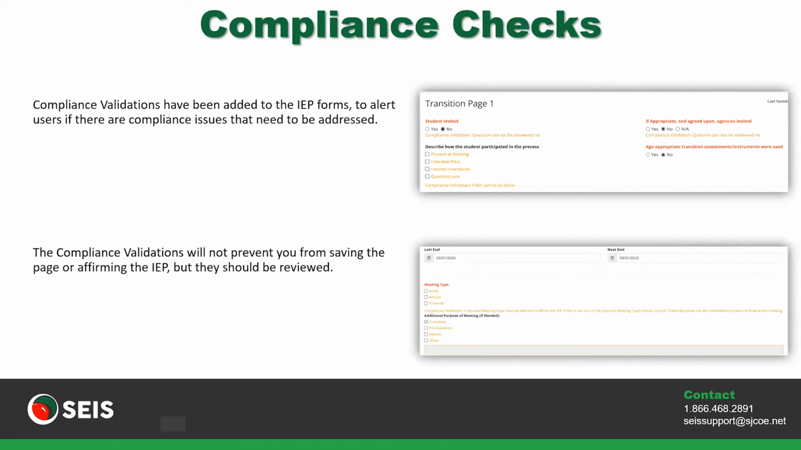Same as I said with the meeting type, that if for some reason you go to the future IEP information eligibility form and you say, oh, I'm going to hold a transition meeting, and so you select transition, you're going to get the validation saying that if this is a transition meeting only, then that needs to be done as an amendment to the IEP. That is not considered to be a full IEP meeting.